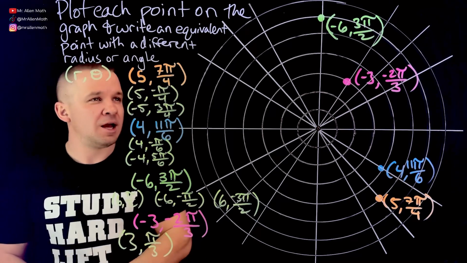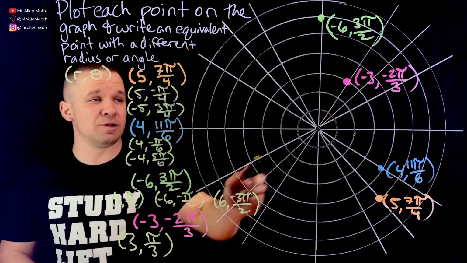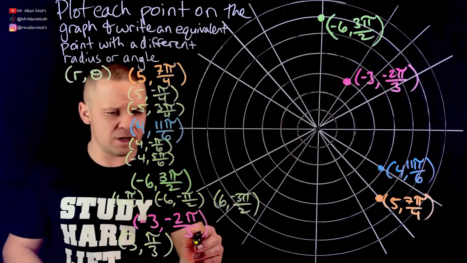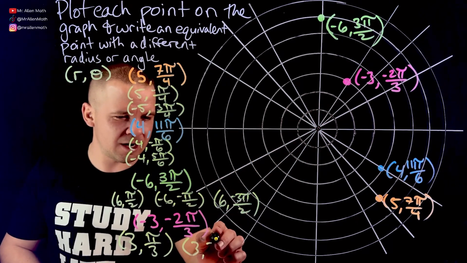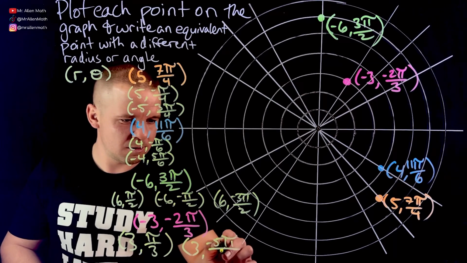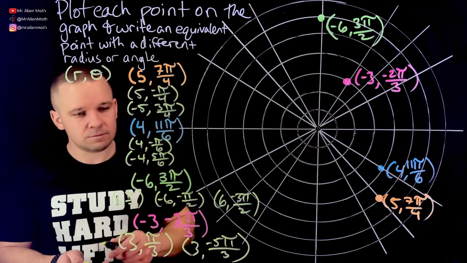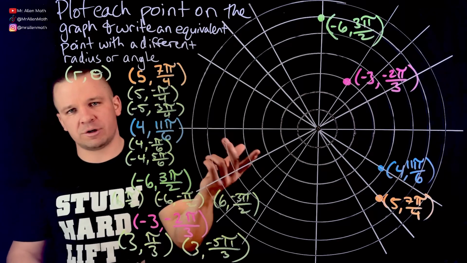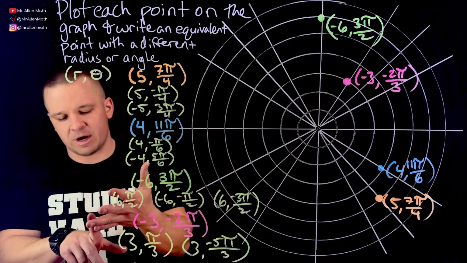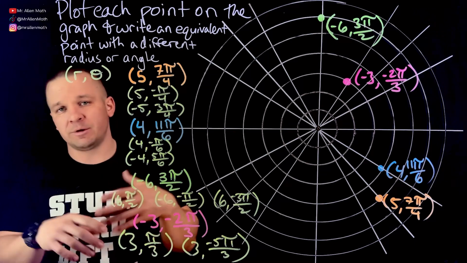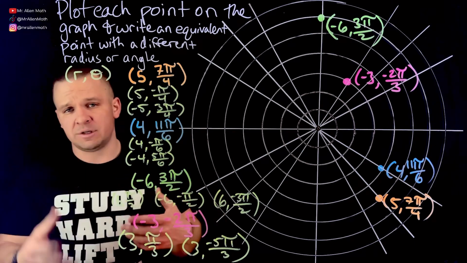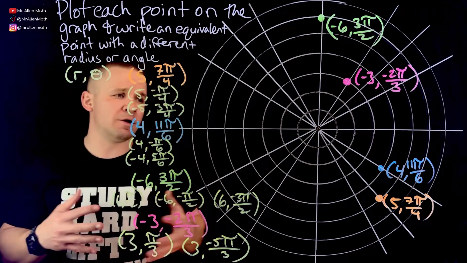That'll work. Anything else? I could do like a full-on negative rotation, right? What would that be? 5 pi over 3. So we'd have 3 comma negative 5 pi over 3. That works. Cool. A lot of different possibilities here. Again, they'll probably restrict you to either a negative radius or a positive radius, or restrict you to a negative angle between negative 2 pi to 0, or a positive angle of 0 to 2 pi. So one of those few there.